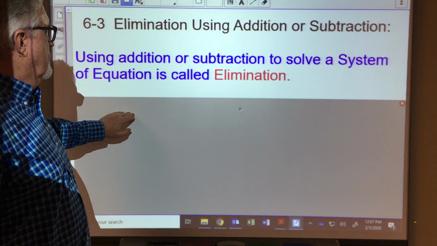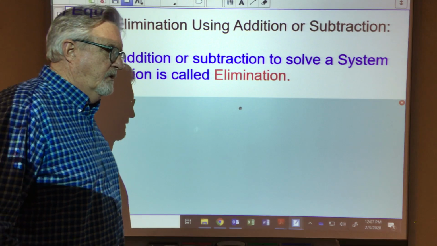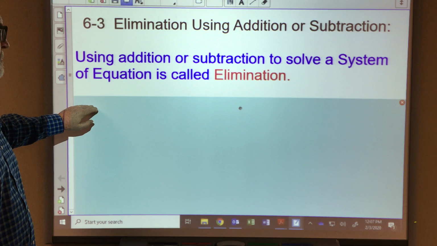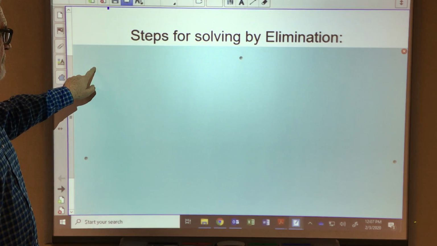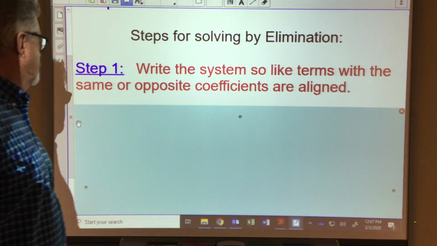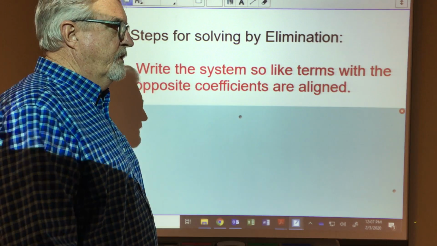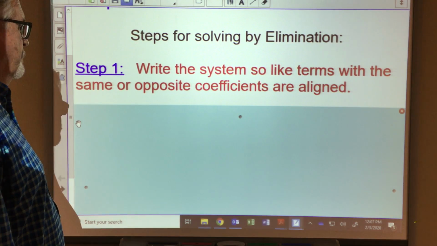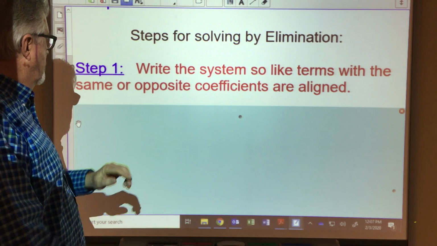So it's just a method to solve a system, and by elimination just means to get rid of something. Okay, so we're going to be getting rid of something in this part. Here are the steps for solving by elimination. Step number one is to write the system so the like terms with the same or opposite coefficients are aligned. So we may have to rearrange the equation so that we have like terms above each other, because we're going to set it up like a regular addition or subtraction problem, one on top of the other.